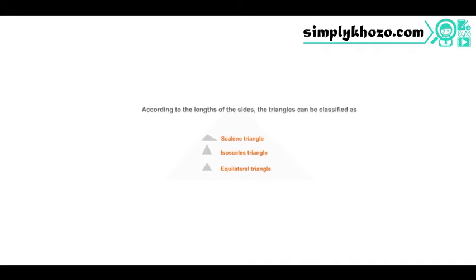The triangles are classified according to the lengths of the sides. Since a triangle has three sides, three conditions may exist. Either all the sides are of the same length, two of the sides are of the same length, or none of the sides are equal. Let's look at each of these in detail.